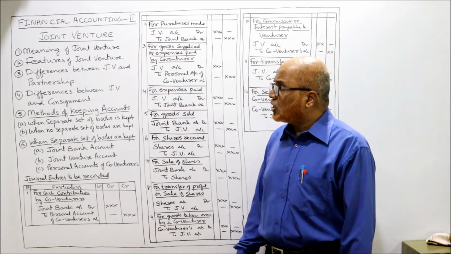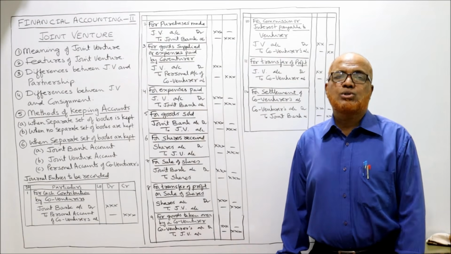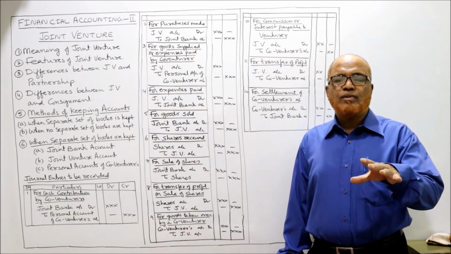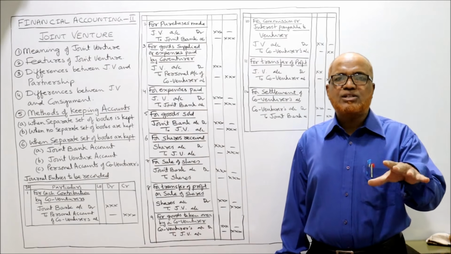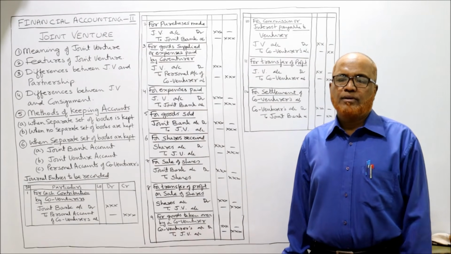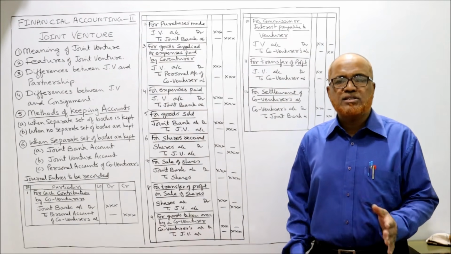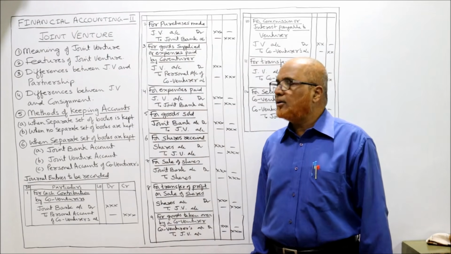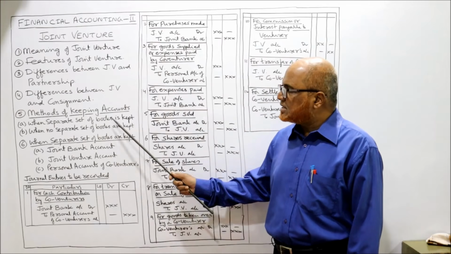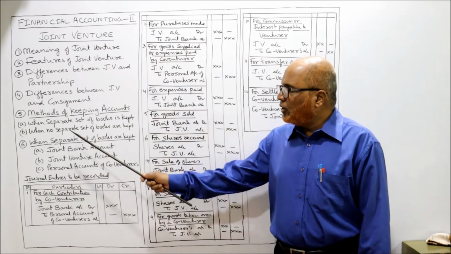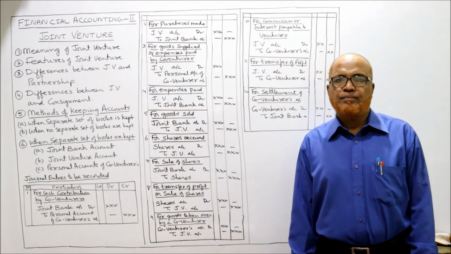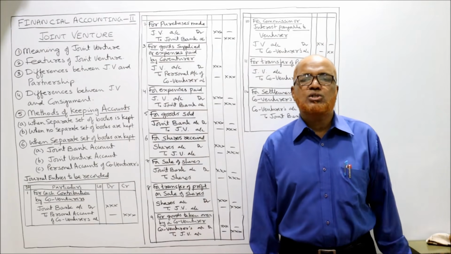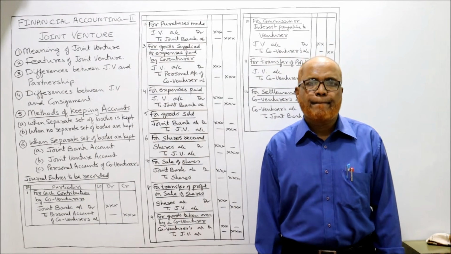Now we'll come to the next topic, methods of keeping the accounts. Normally the accounts will be kept according to the needs of the co-venturers. According to the requirement of the co-venturers, they will maintain books of accounts. So broadly we can divide into two methods: when separate set of books are kept, and when no separate set of books are kept. In this way we divide the methods of accounting into two categories.